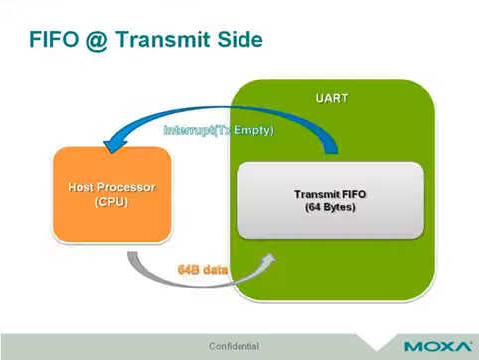At transmit side, let's assume the FIFO size is 64 bytes. When the FIFO is empty, UART will send interrupt to CPU. Then CPU will write length 64 bytes data to UART in one time. But if there's no FIFO, whenever UART transmits 1 byte, it will send interrupt to CPU to provide a 1 byte data. Obviously, under the situation, the CPU loading will be heavier.